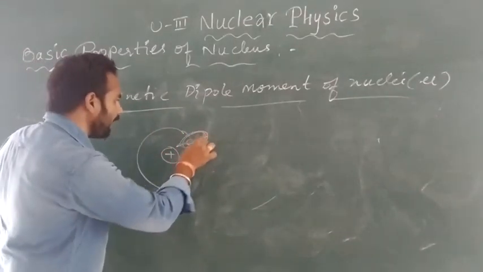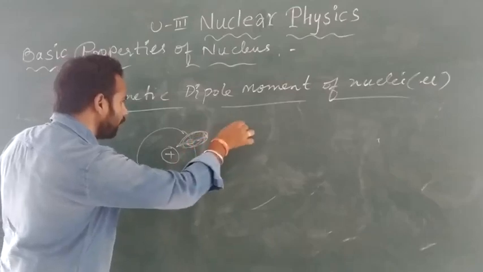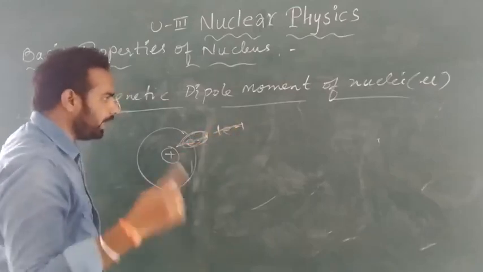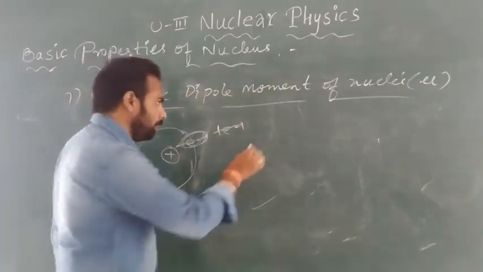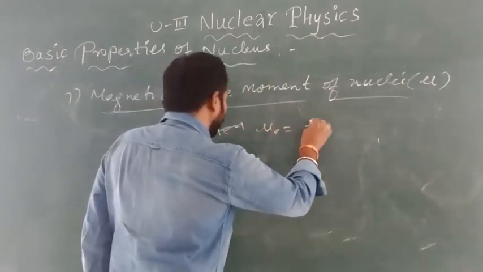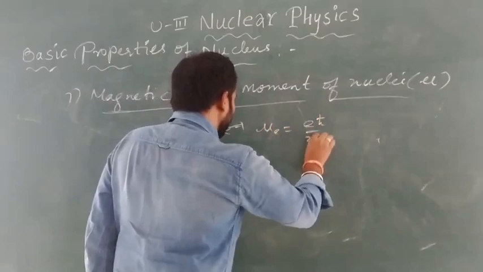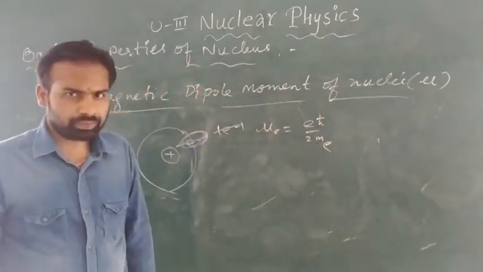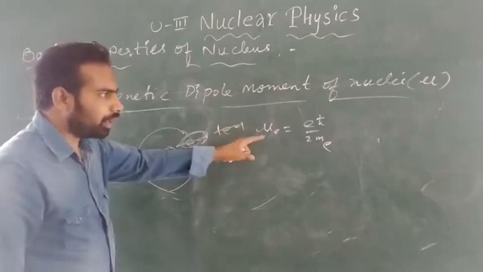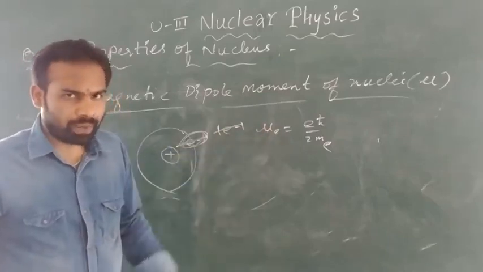It will act like a small magnet. Each and every electron will act like a small magnet, and hence it has a magnetic dipole moment. How much magnetic dipole moment? Mu is equal to e h bar by 2me. This is the electron magnetic dipole moment. We call it the Bohr magneton.